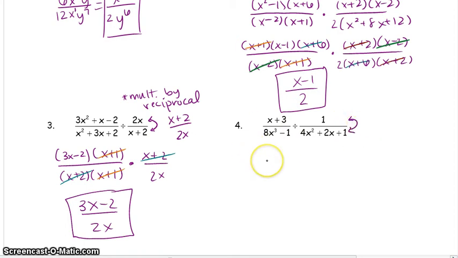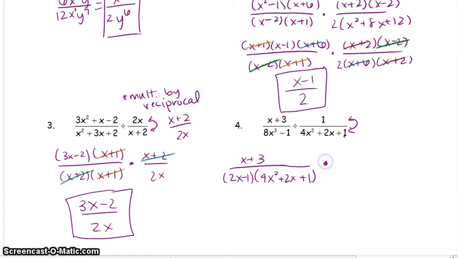So let's simplify this as we go. So we have x plus 3, that can't be simplified. And what about this 8x cubed minus 1? Oh, that should be, if you're thinking about it, a difference in cubes. So our a value is 2x, our b value is 1. So this is 2x minus 1 times 4x squared. Don't forget, you're multiplying this 2x is your a value. That whole thing is being squared, so that's 4x squared, plus 2x plus 1.